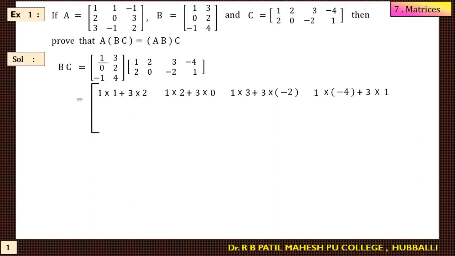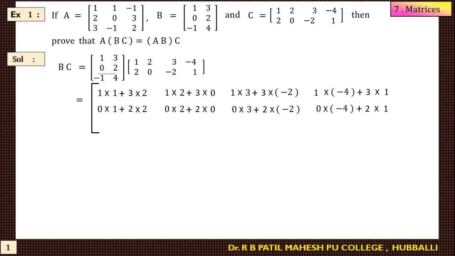Now the second row with the columns, in the same way you operate. That is the second row with the first column elements, multiplied and added. That is 0 into 1 plus 2 into 2. Next column, 0 into 2 plus 2 into 0. Next third column, 0 into 3 plus 2 into -2. Next fourth column, 0 into -4 plus 2 into 1. All 4 columns are completed.